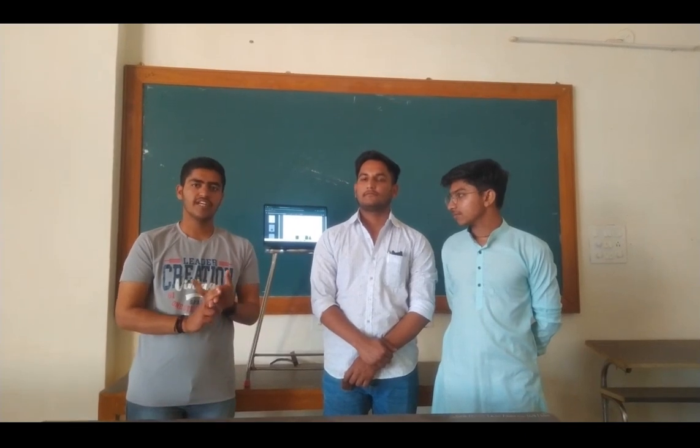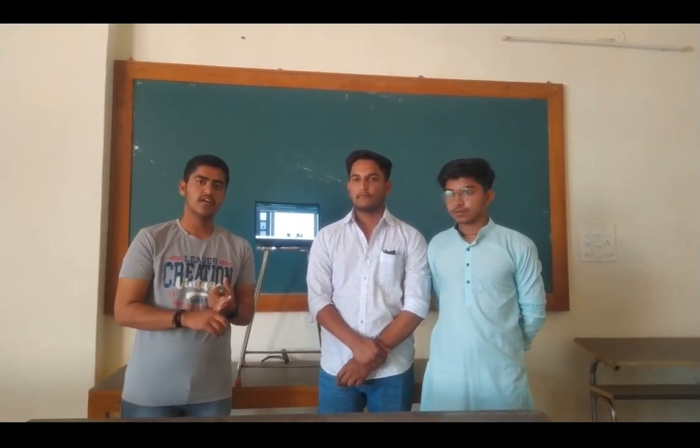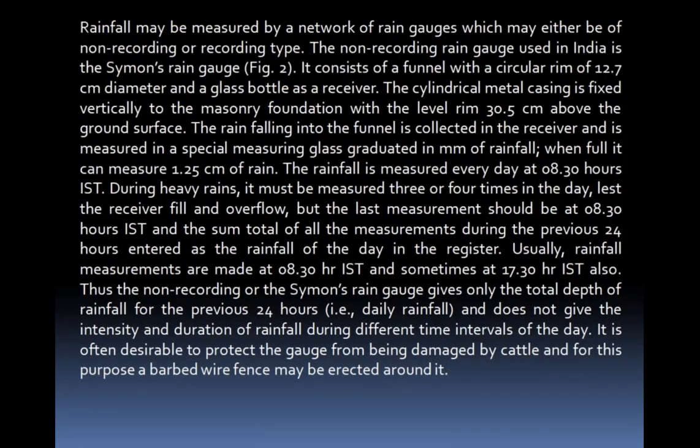Today we are going to discuss rainfall measurement. There are two types of rain gauges to measure rainfall. First is the recording type of rain gauge and second is the non-recording type. Daksh shared about the two types of recording. I'm going to talk about non-recording.